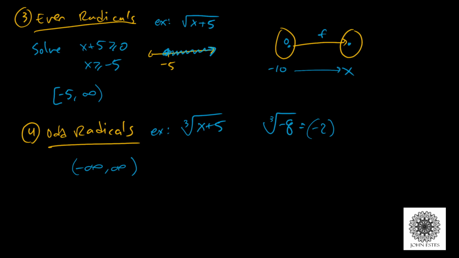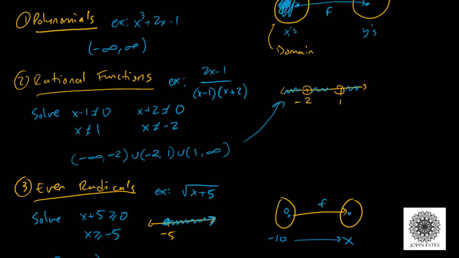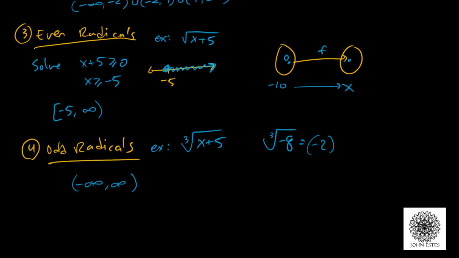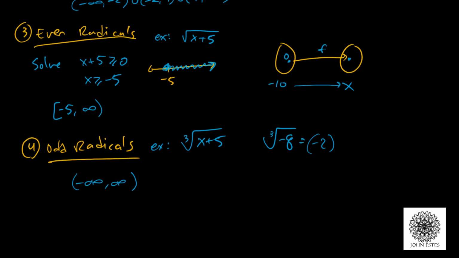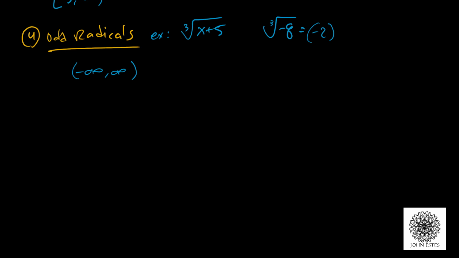Now we have covered the four basic cases that you see in an algebra course when you're worried about domains. Again, those are polynomials, in which the domain is everything; rational functions, where the denominator can't be 0; even radicals, where you have to make sure what's under the radical is greater than or equal to 0; and odd radicals, which is everything, negative infinity to infinity.